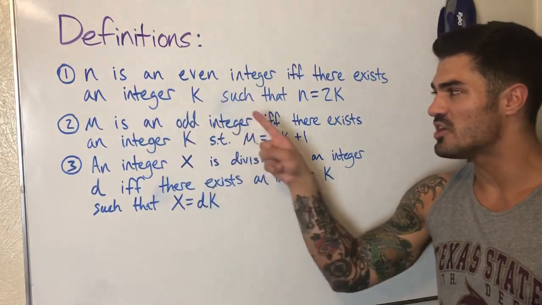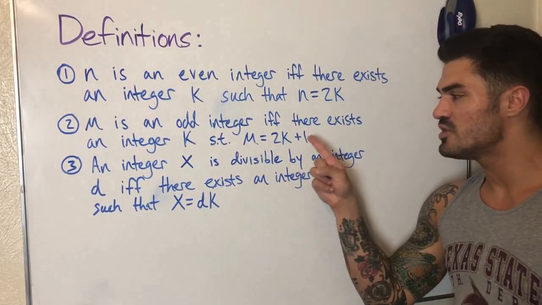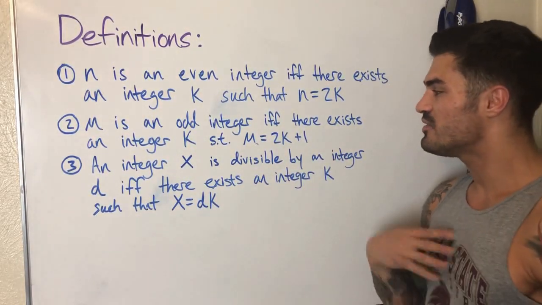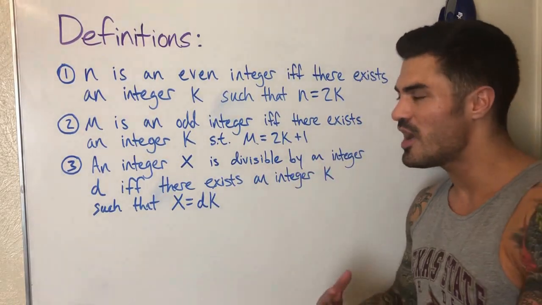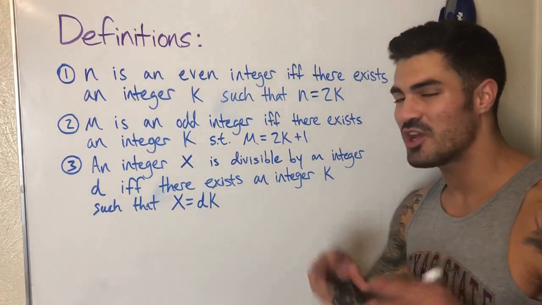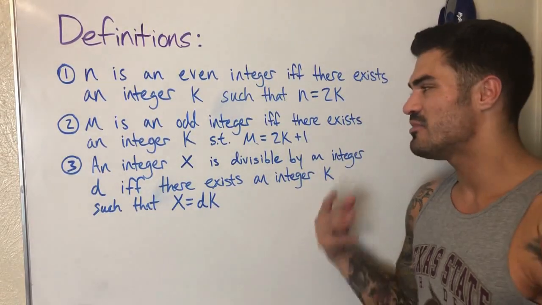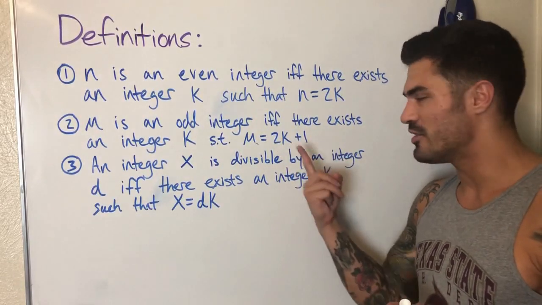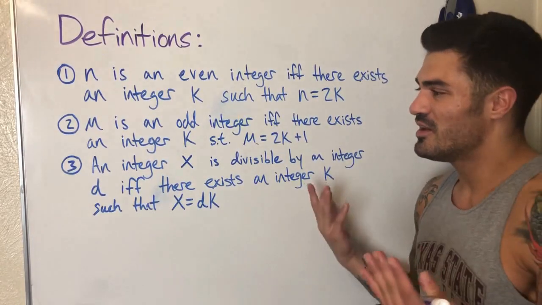Definition 2: m is an odd integer if and only if there exists an integer k such that m equals 2 times k plus 1. This one's a little less intuitive to understand. The way I think of it is that we are taking the even integers and shifting up by 1. And what happens if you add 1 to an even integer? You're always going to land on an odd. And since we can reach any even integer with 2 times k, that means we can also reach any odd integer by just shifting up 1 and writing 2k plus 1. That's the way I think of it, and it makes sense to me.